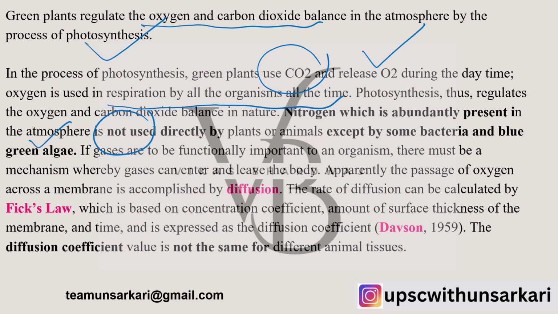So, if gases are to be seen as functionally important to an organism, there must be a mechanism by which these gases can enter or leave the body of an organism. And apparently, the passage of oxygen across a membrane must take place, which is done through diffusion. So the rate of diffusion is calculated by Fick's law, which is based on the concentration coefficient, amount of surface, thickness of the membrane, and time taken, and is expressed as the diffusion coefficient.